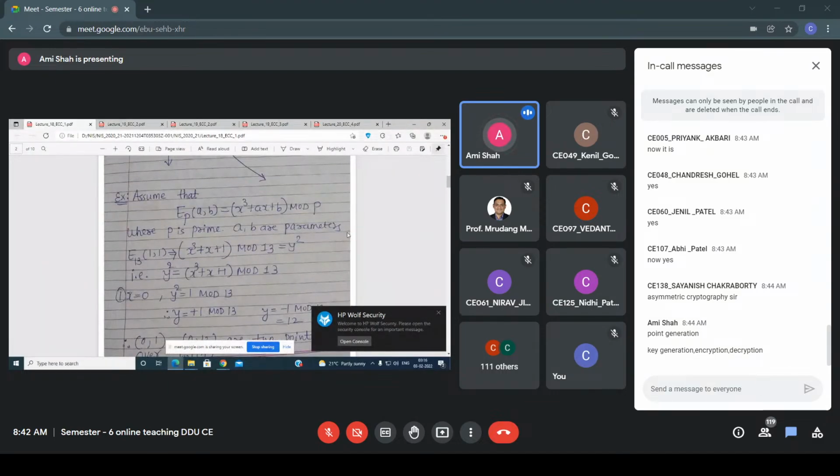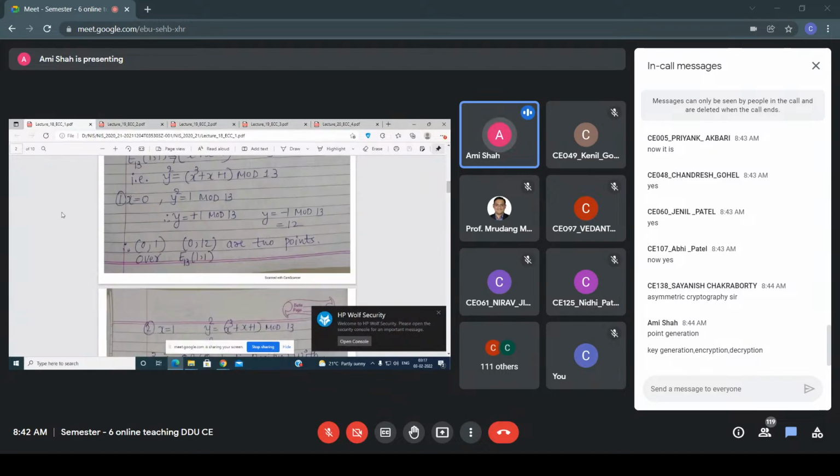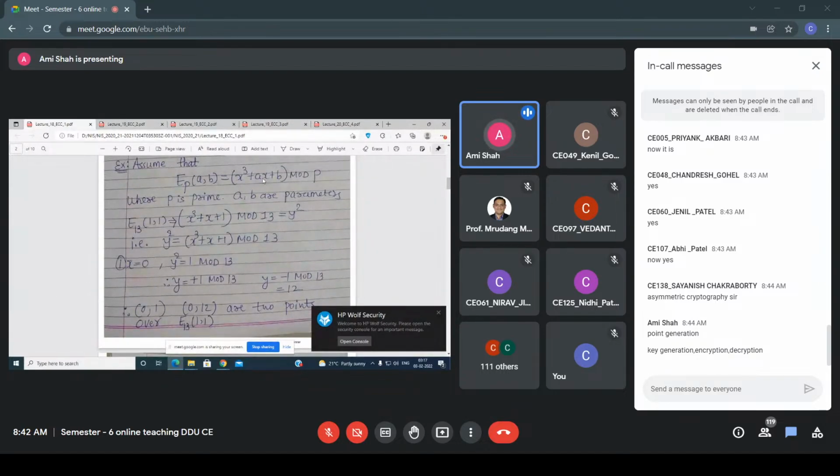Now what do you have to do? Once you enter the a, b, and p values, which equation do you get? Y square equals x cube plus x plus 1 mod 13. Now in point generation, one by one, you have to take different values of x, starting from x equals 0, up to less than p. So now when the user takes x equals 0, what happens?